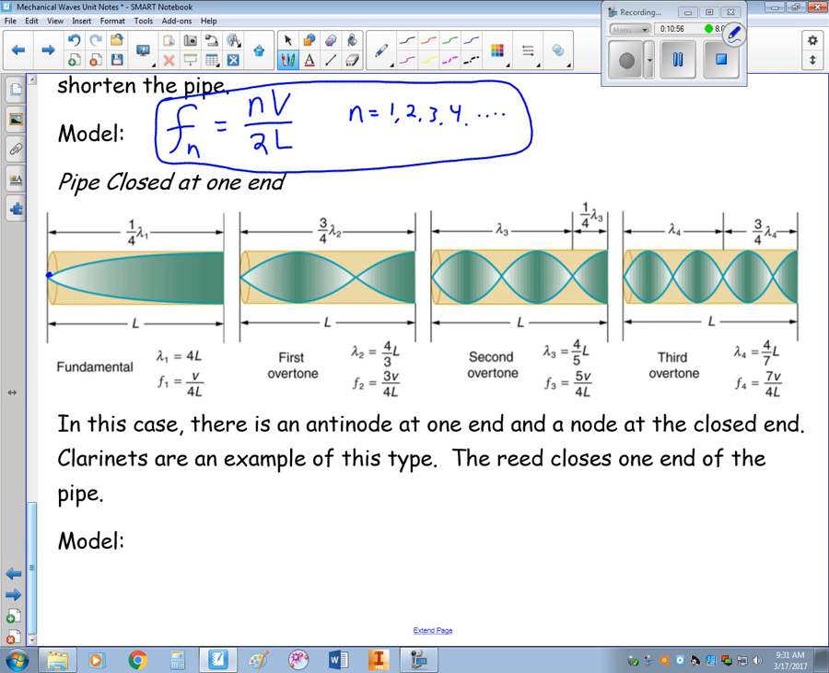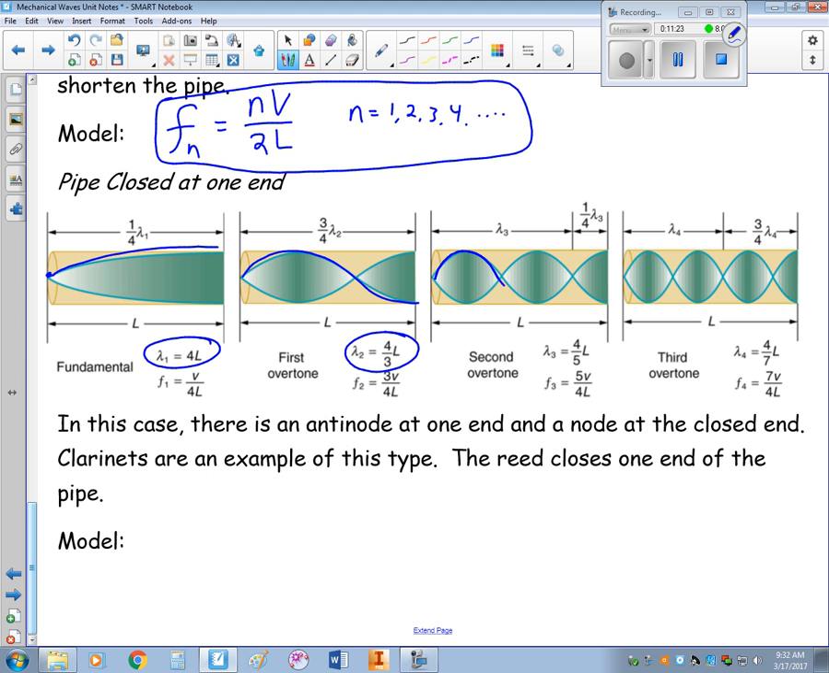So this time, notice that this is only making 1/4 of a complete wavelength. So if I wanted a complete wavelength, I need to take the length of the pipe and multiply it by 4. The next harmonic, notice that I'm only getting 3/4 of a complete wavelength. So I'd have to have 4/3 the length of the L to get a complete wavelength.